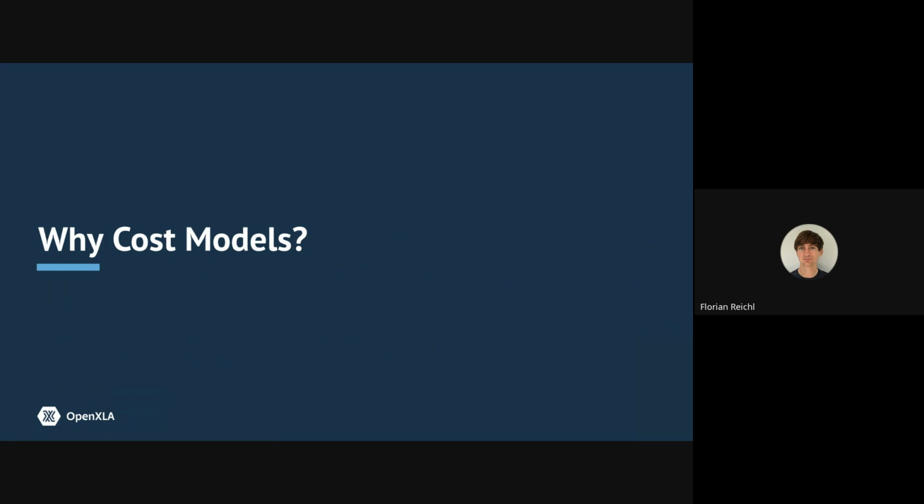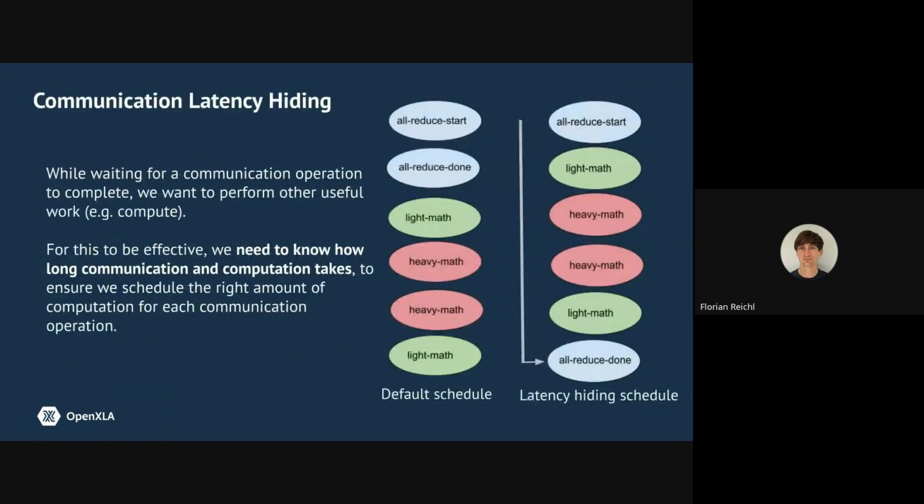Yeah, so the question I anticipated would come is: why cost models, and where to use cost models? I can mostly talk about where we're using them in XLA GPU today. There are two main use areas. One is latency hiding, which also involves communication primitives.